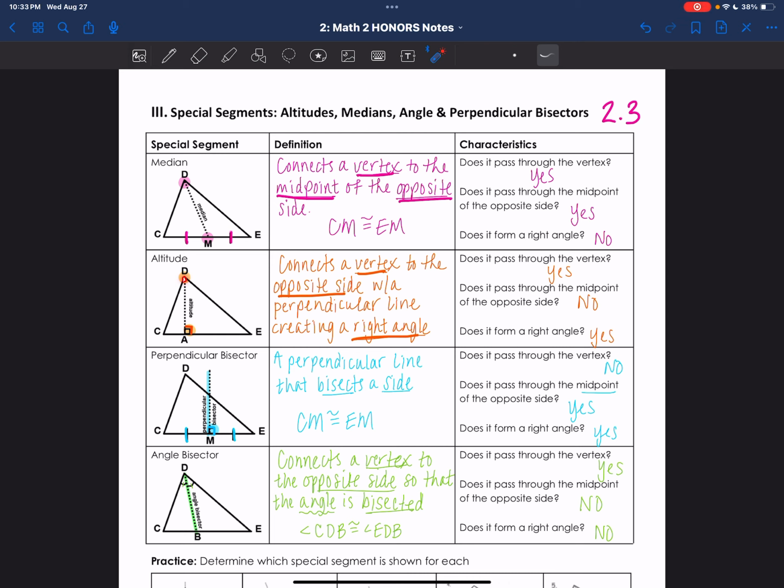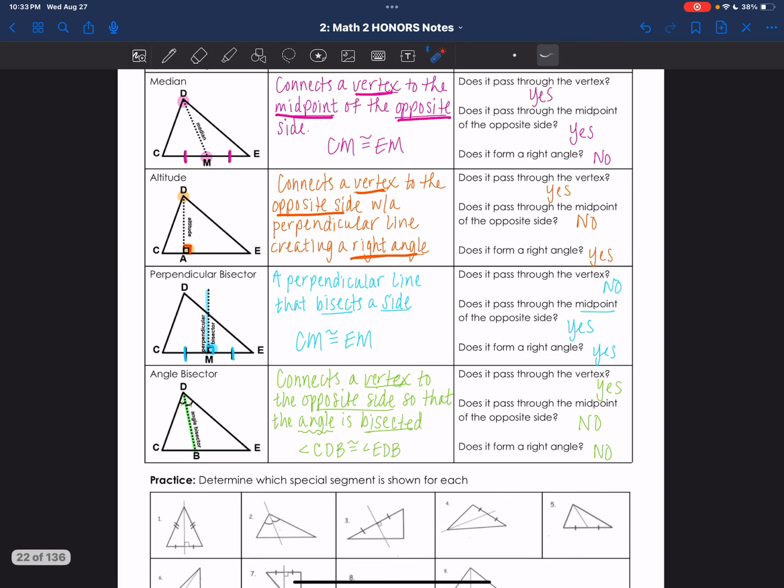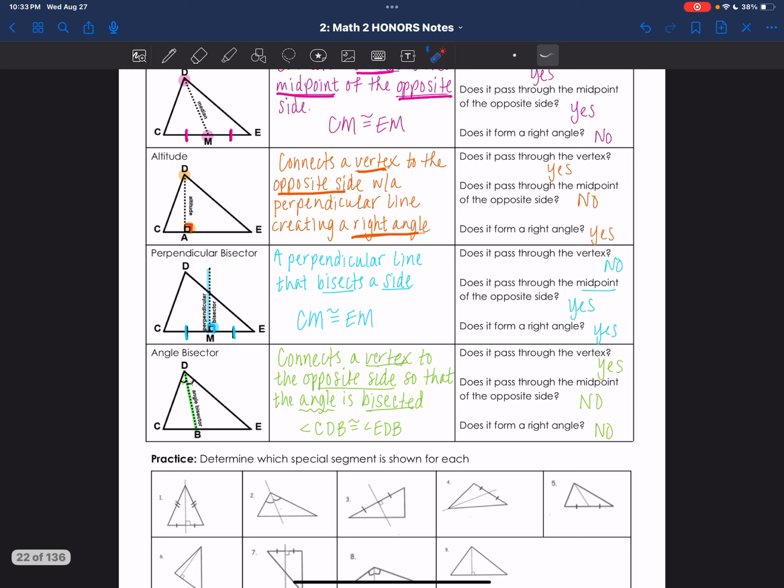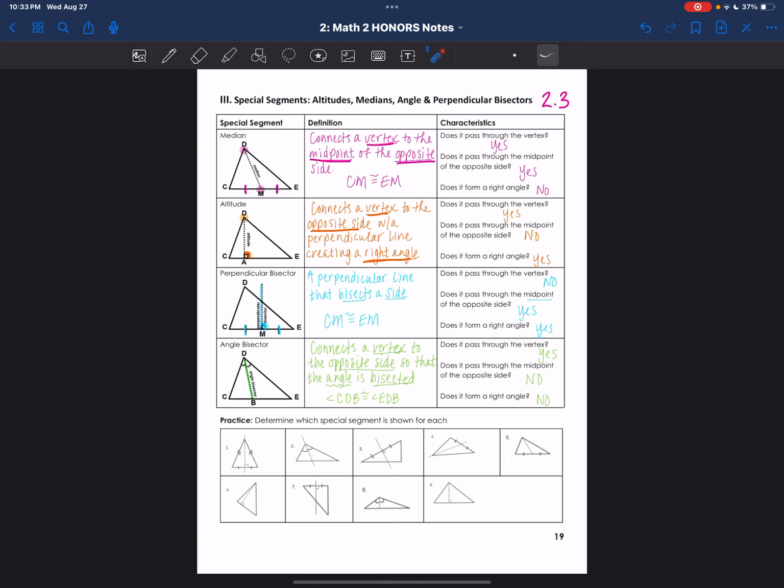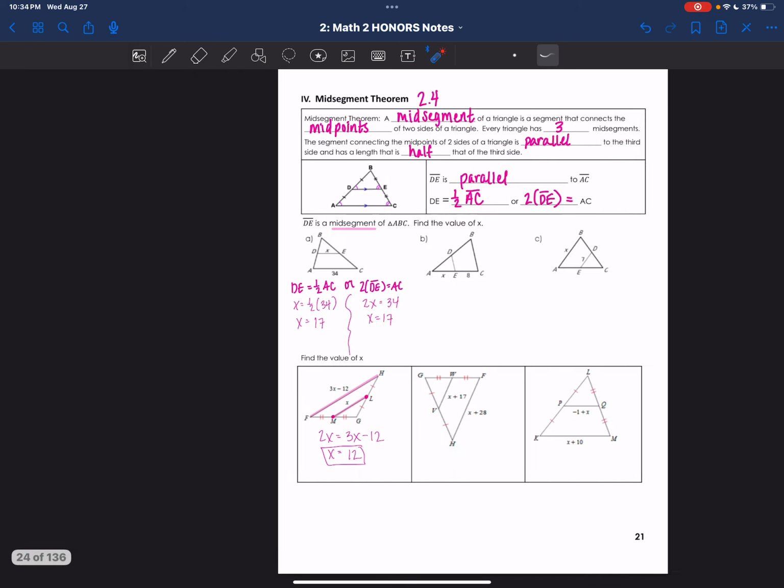If it's the vertex to a perpendicular line, it's an altitude. If it is perpendicular and midpoint, then it's a perpendicular bisector. And if your angle is split into two equal parts, it's an angle bisector. All right, and that is special segments: altitudes, medians, angle bisectors, and perpendicular bisectors.